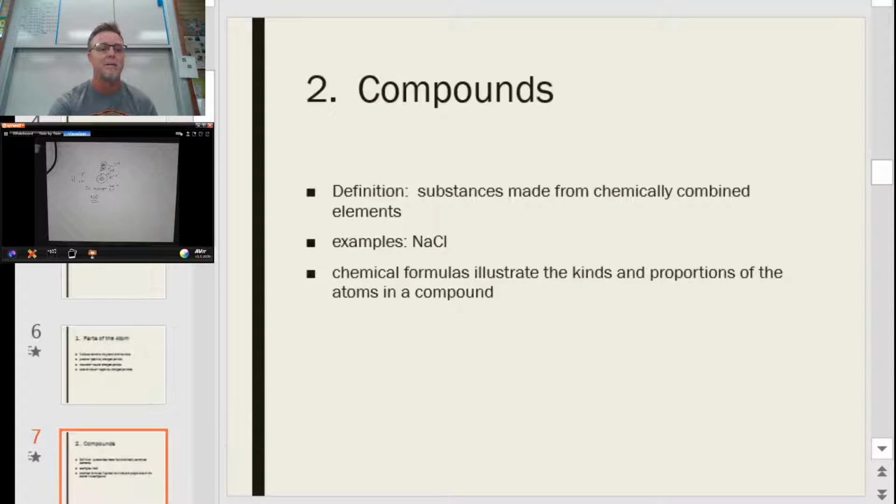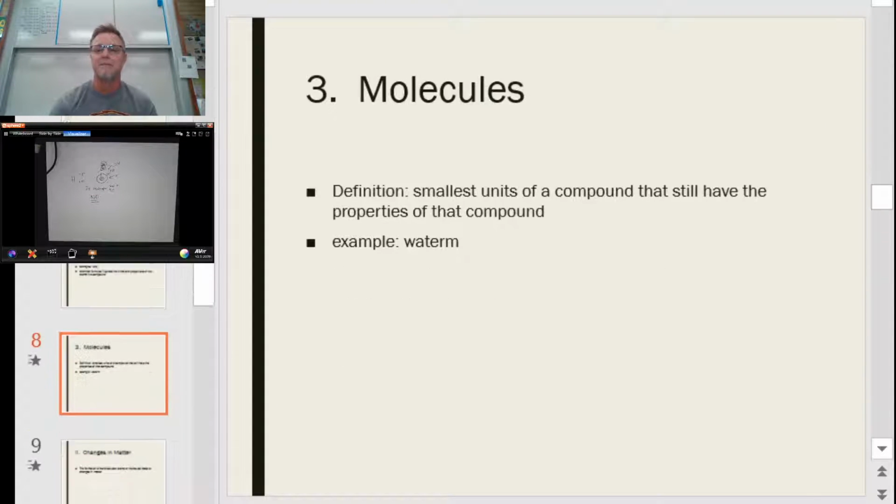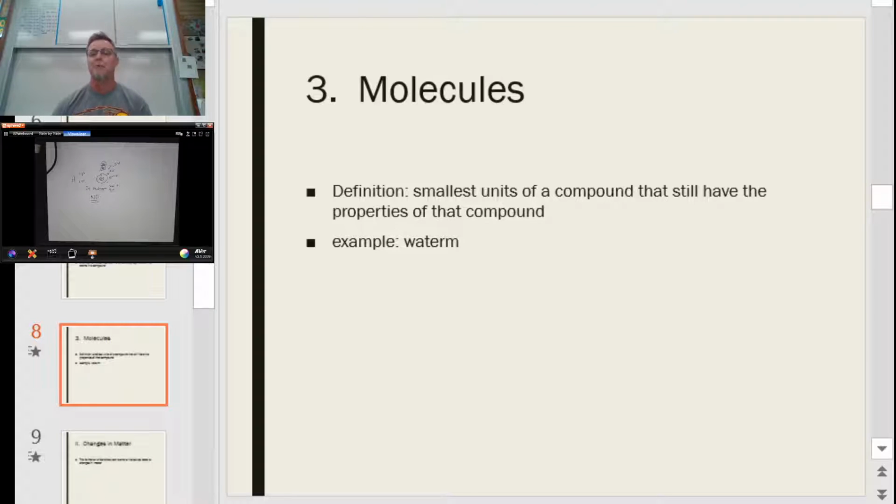Okay, so let's move on and look at the next piece here, molecules. When 2 or more atoms interact with one another, not only do they form something called a compound, but they can form a thing called a molecule. By definition, a molecule is the smallest unit of a compound that still has all the properties of that compound.